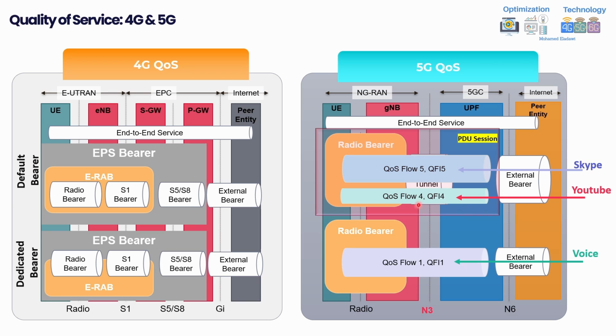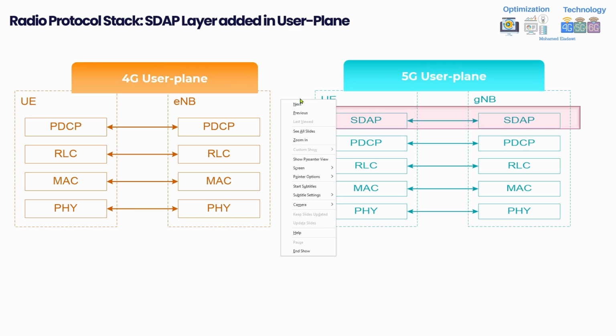Okay, now I mentioned one point related to that, how the gNB is doing the mapping to a radio bearer within one layer called SDAP. This one I will address in the next slide, which is related to the protocol differences, especially in the user plane between 4G and 5G. Let's move to the next slide.